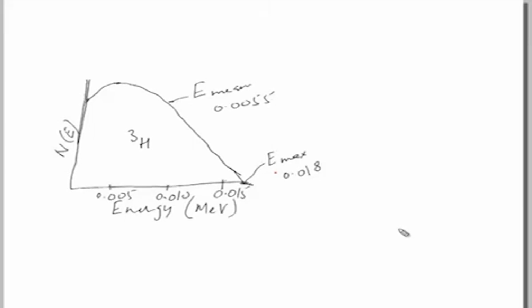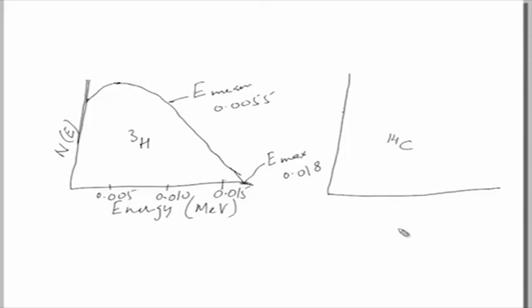Now, if we compare this to others, for example, let us see another beta emitter, a medium energy beta emitter, 14C, and these axes will be the same as we have drawn here, that is, the number of atoms with a particular energy, and energy in terms of million electron volt.